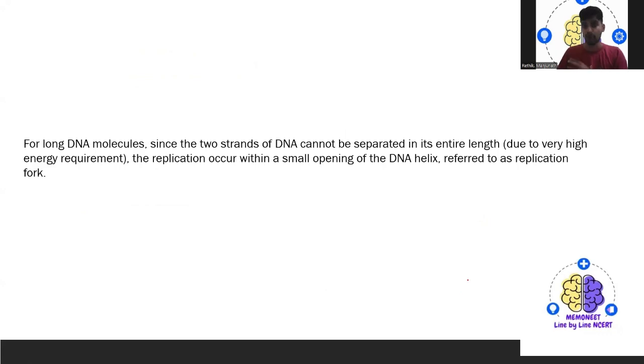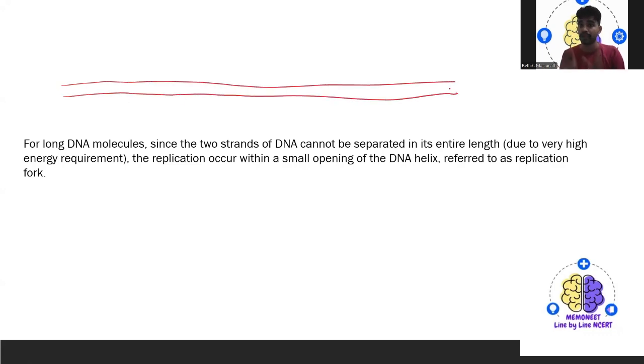For longer DNA molecules, since two strands are present in DNA, these two strands cannot be separated in their entire length. Say you have this DNA, which is double-stranded and obviously very big. You cannot separate the entire DNA in one go. To separate that, a high amount of energy is required, which is not possible. So the replication occurs within a small opening of the DNA helix.